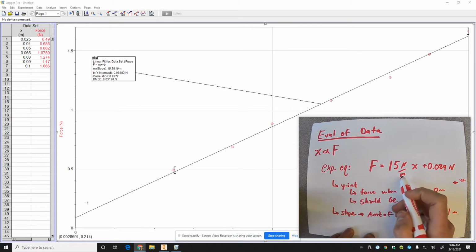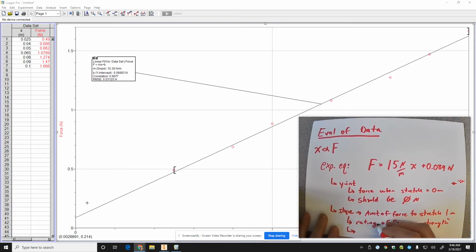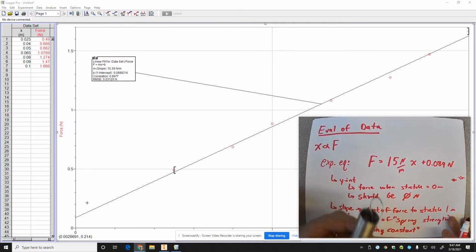So the stronger the spring, the bigger the slope of this line. The weaker the spring, the lower the slope of this line. So what we would call it is a rating of spring strength. And it actually gets a different name called spring constant. All right? So for this spring, that slope of the line, no matter who measures it, is going to be the same. It's going to be a constant.